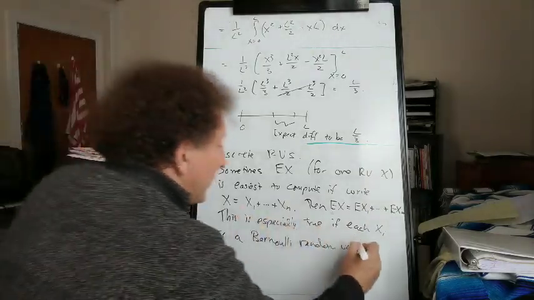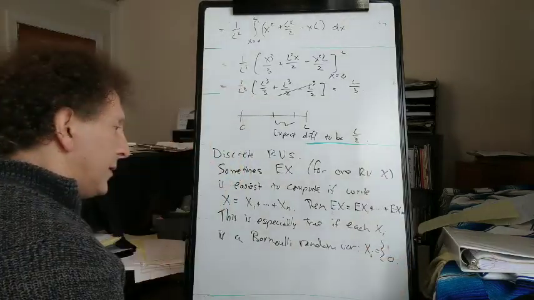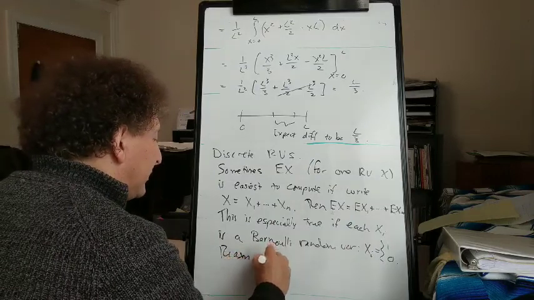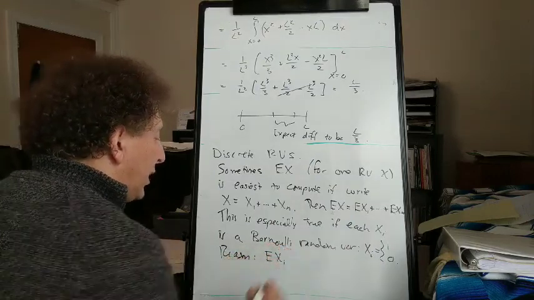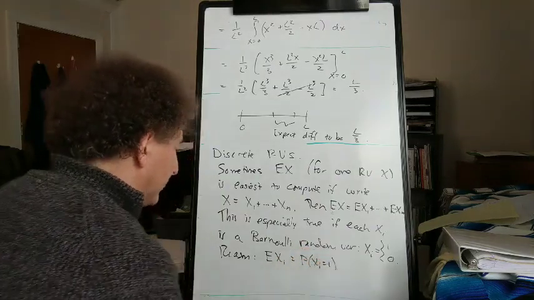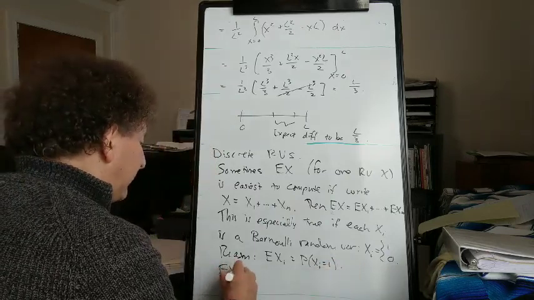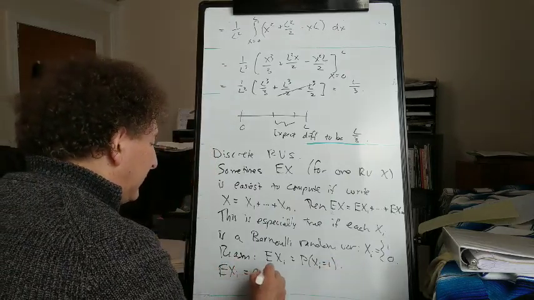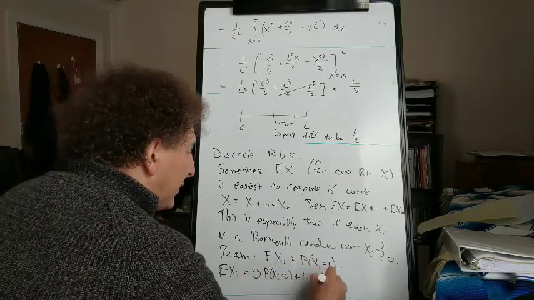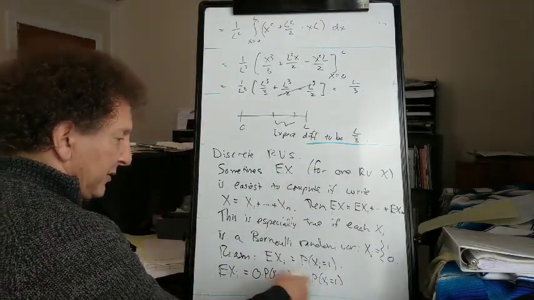That is, it's either 1 or 0. And the reason is because the expected value of a Bernoulli random variable is just the probability that it equals 1. Because the expected value of xi is going to be 0 times the probability that it's 0 plus 1 times the probability that it's 1, which is 0 times 0 plus the probability that it's 1.